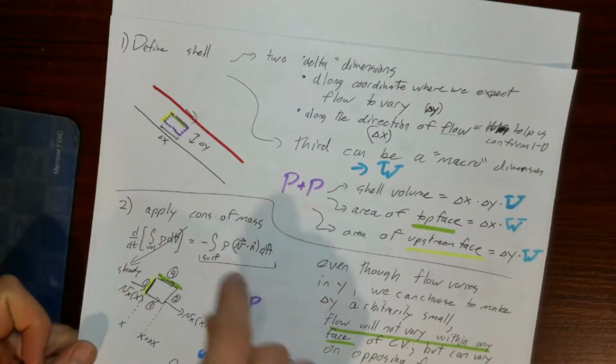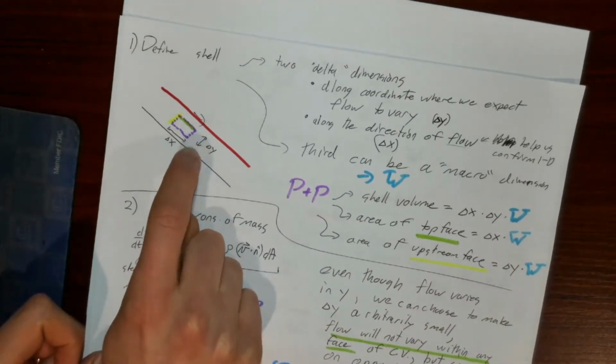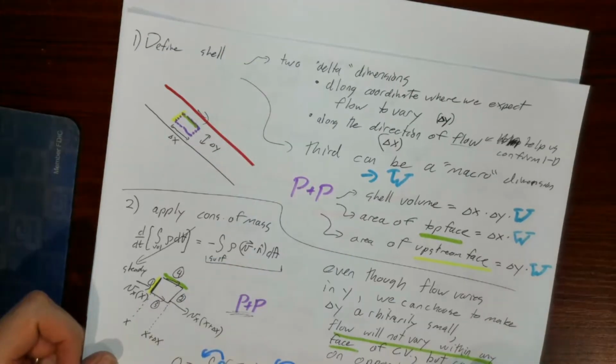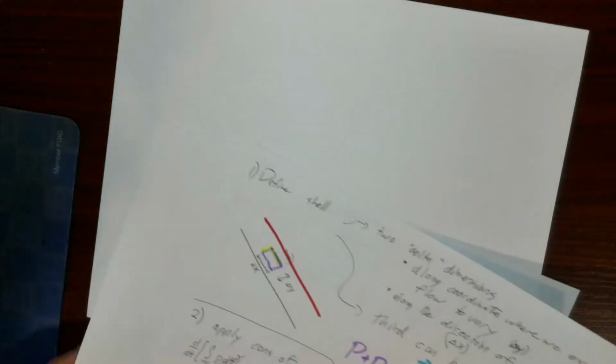And we got there by applying conservation of mass to this little shell with a width delta x and a height delta y that was completely contained within the depth of the fluid. So we ended up affirming that our x velocity is a function of y.